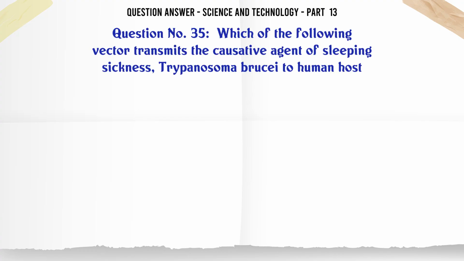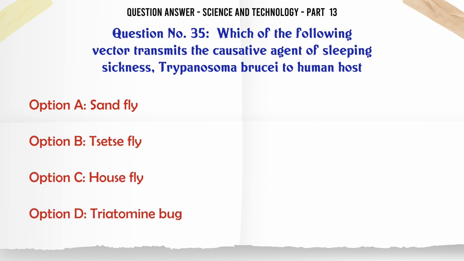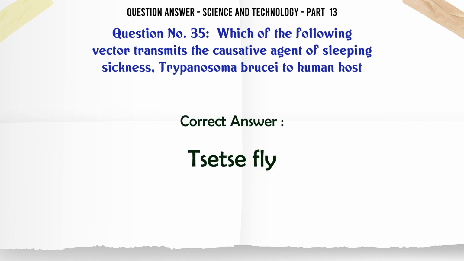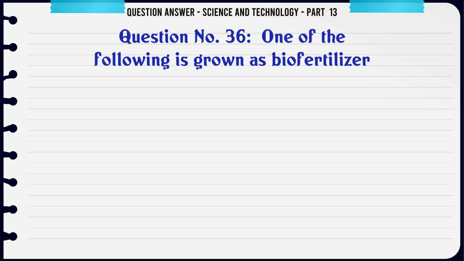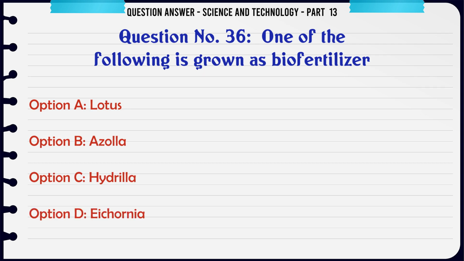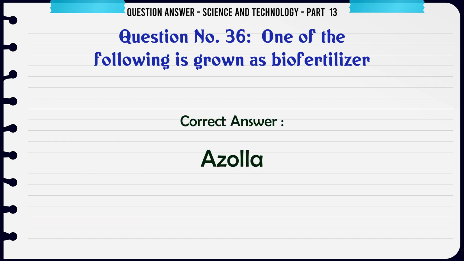Which of the following vector transmits the causative agent of sleeping sickness, Trypanosoma brucei, to human host? A. Sandfly. B. Tsetse fly. C. Housefly. D. Triatomine bug. The correct answer is Tsetse fly. One of the following is grown as biofertilizer. A. Lotus. B. Azolla. C. Hydrilla. D. Acarnia. The correct answer is Azolla.